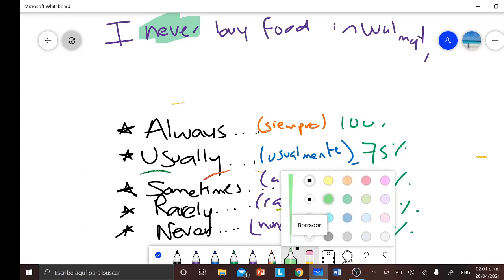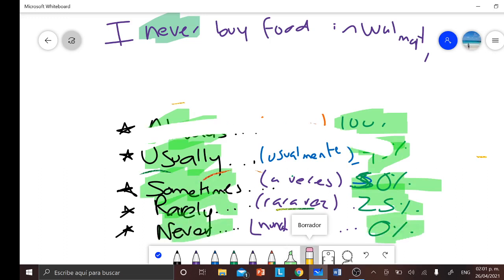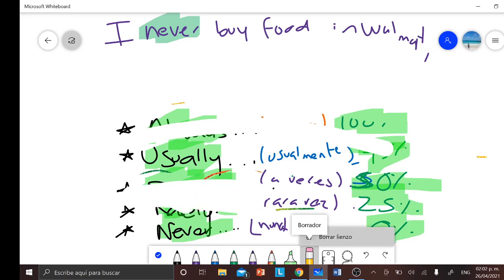Those ones are the 5 adverbs of frequency. Always that represents 100%, usually 75%, sometimes 50%, rarely 25%, and never 0%. Let me just explain to you how it's going to be the activity. The activity is going to be really, really short. La actividad va a ser muy sencilla. Let me just tell you how it's going to be.